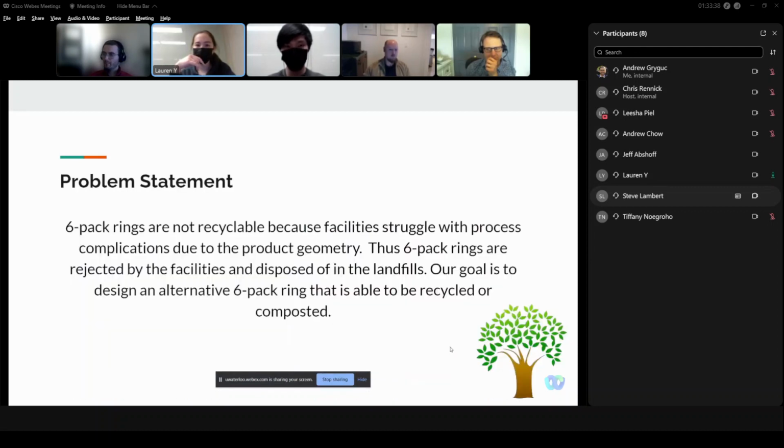So our problem statement is that 6-pack rings are not recyclable because facilities struggle with process complications due to the geometry. Thus, 6-pack rings are rejected by the facilities and disposed of in landfills. So our goal is to design an alternative 6-pack ring that is able to be recycled or composted. And in the fall term, we selected molded pulp as our material of construction based on LCA analysis and consultations with industrial stakeholders.